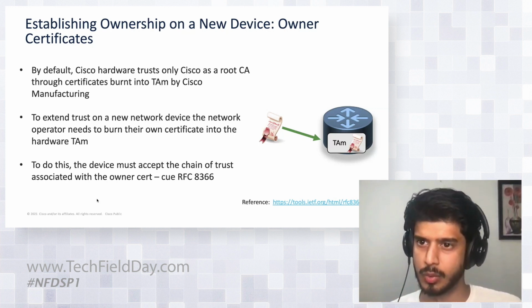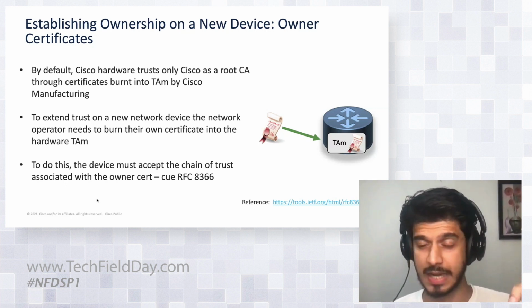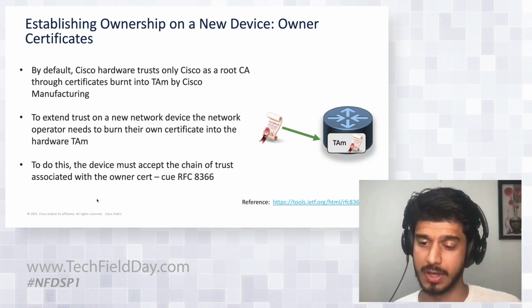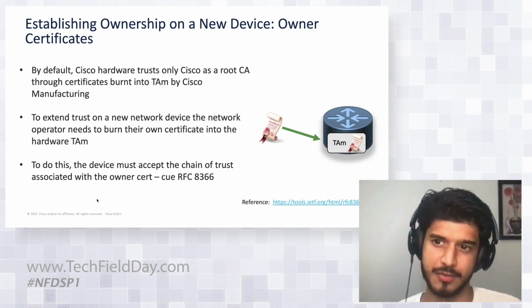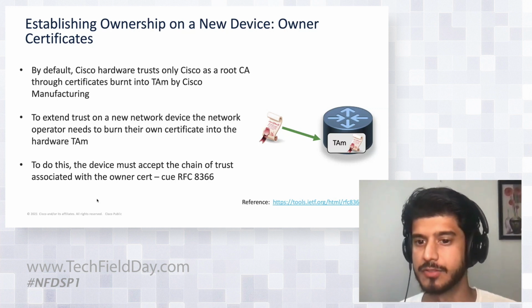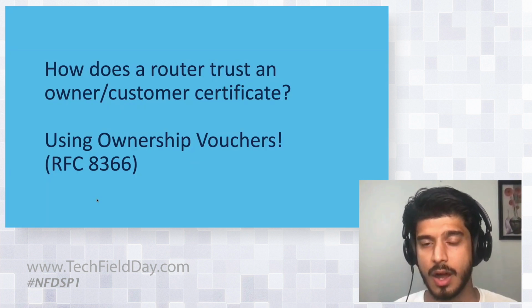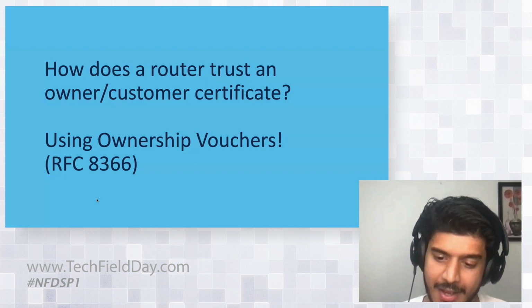But that's a little hard to do. How do you get a certificate on a naked device that doesn't trust anything at this point and make sure that it is accepted into the device in a trustworthy fashion? That's where the first RFC that we care about comes in, RFC 8366. RFC 8366 basically gets you ownership vouchers.